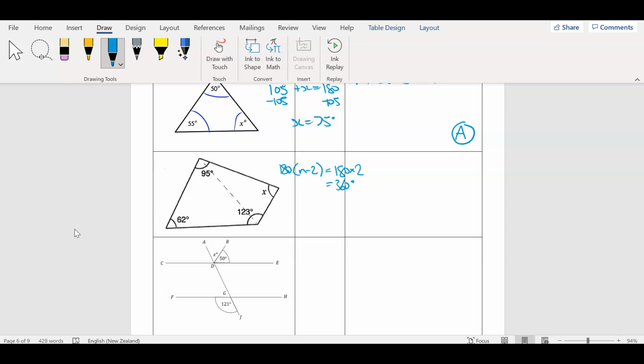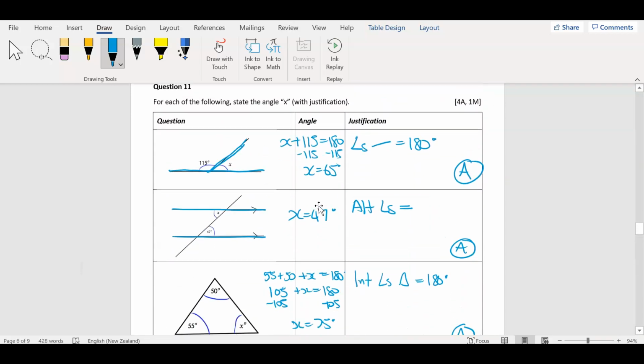We're then going to go 360, take away the other angles, so 360 minus 95 minus 123 minus 62. That gives you your angle. It gets us to a total of 80 degrees. Our reasoning for that, a few different ways you could explain it, but I'm going to say interior angles, four-sided shape, equals 360 degrees. If you got all that, you would have got an achieved mark there. Those were your 4 achieved marks that I mentioned earlier.